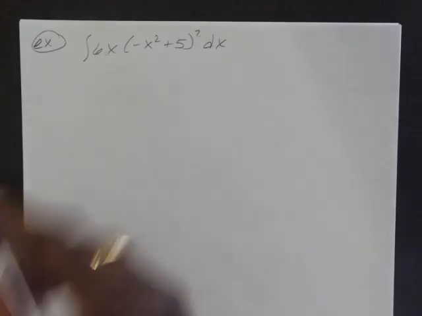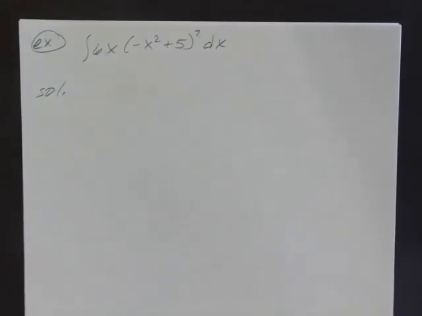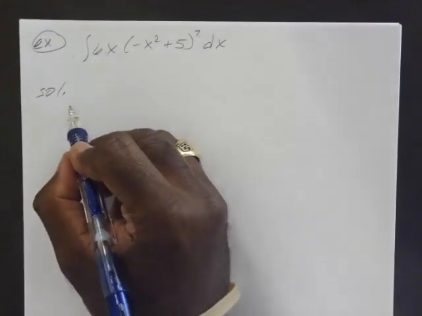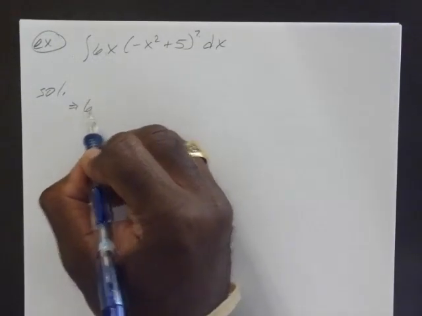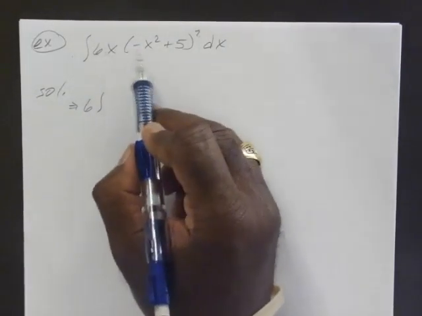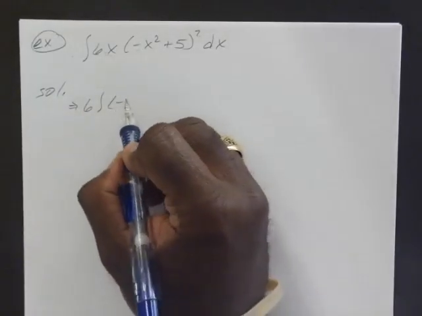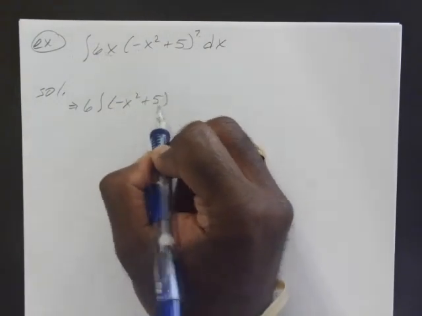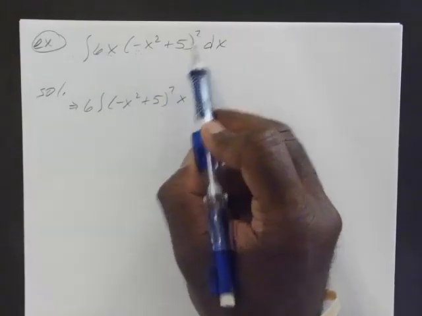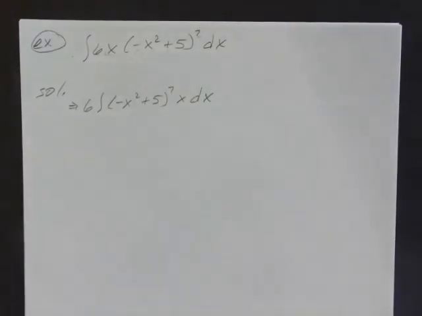So instead of going through all that, we're just going to use the chain rule. So that's 6, that constant. I usually factor out my constants. So we have 6 times the integral. And I'm just going to switch these up. You don't have to, but I do it just to kind of match things up. So the (negative x squared plus 5) to the 7th power times x, I just switch those up. Doesn't change any values.